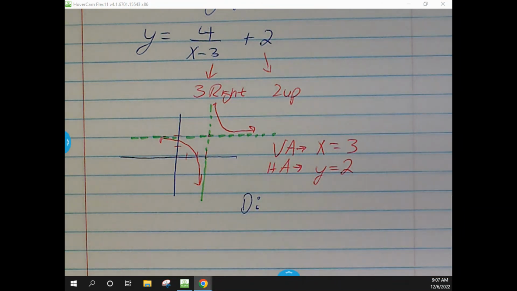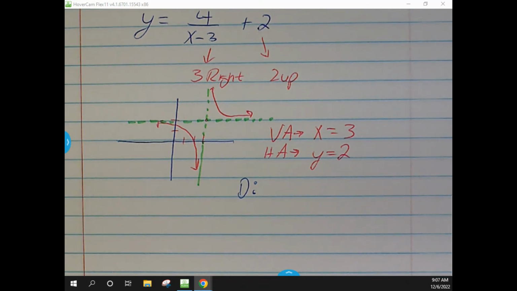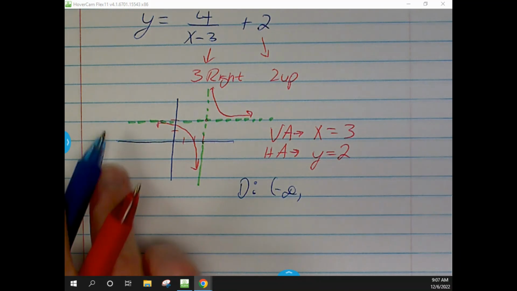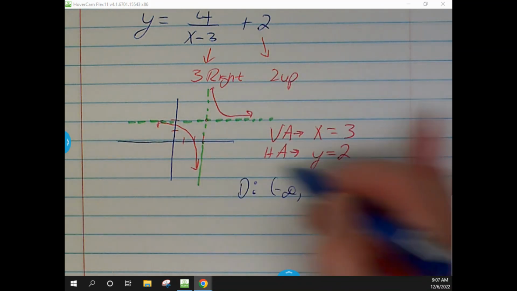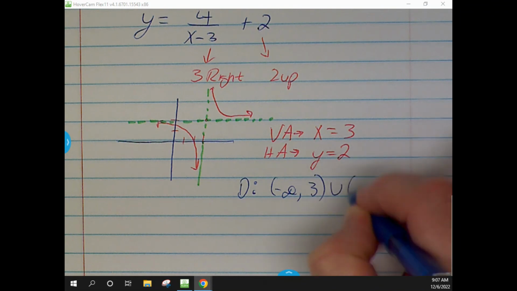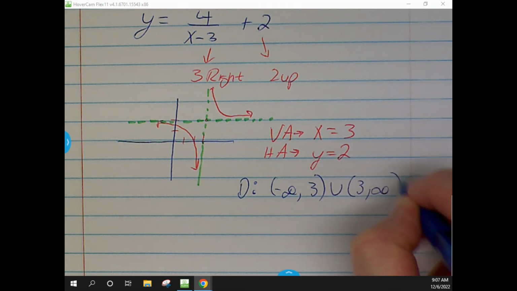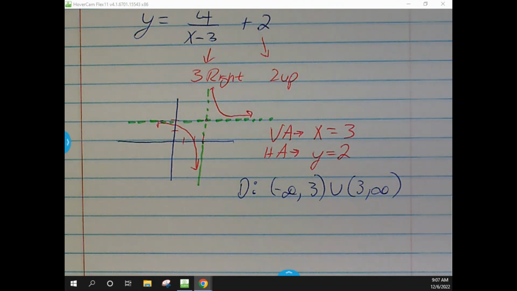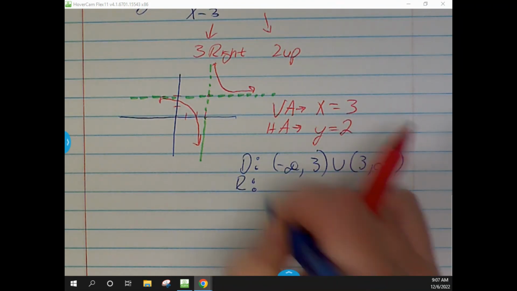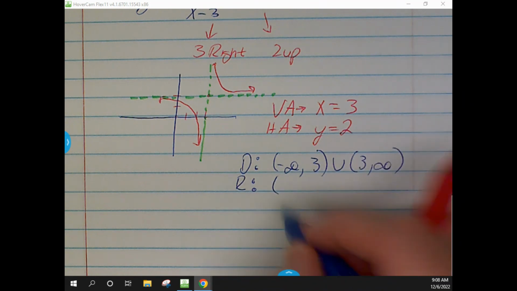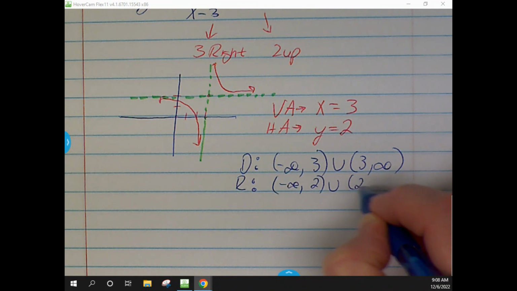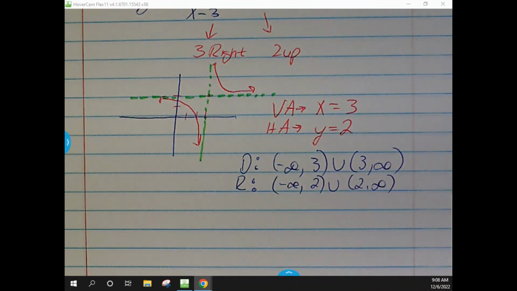All right, and for your domain, negative infinity. But when we get to 3 on the x-axis, we're skipping over it, right? So we're going to go from negative infinity to 3. We're going to jump over the 3 and then go to infinity. And then for your range, we're just going to use the y value. We're going to start at negative infinity. When we get to 2, we're going to jump around it, and we're going to go 2 to infinity.